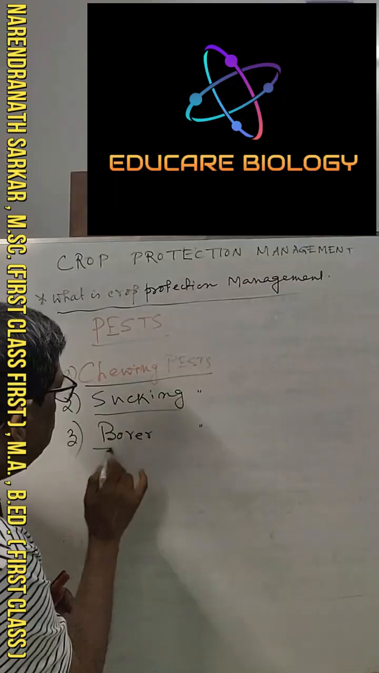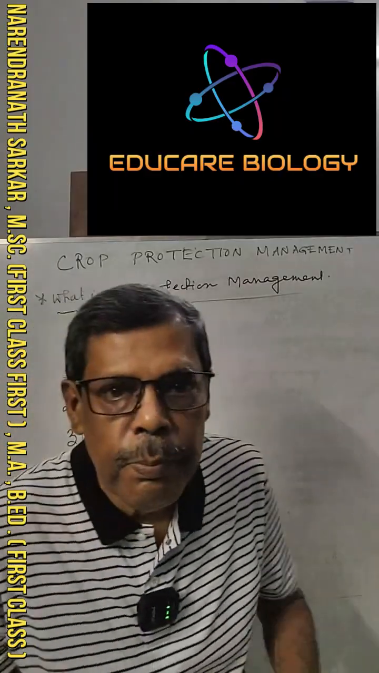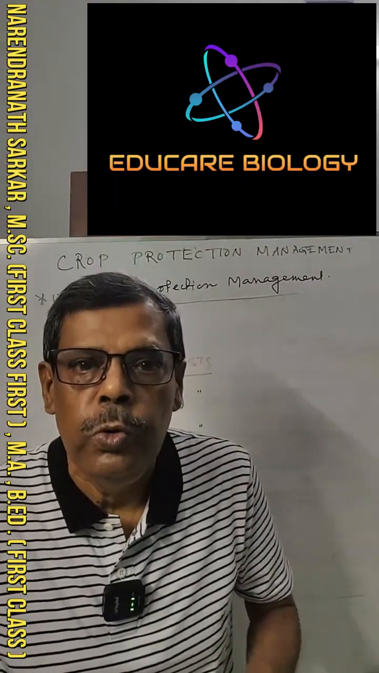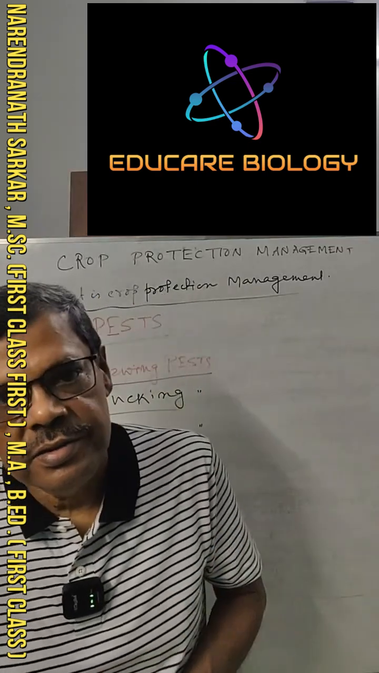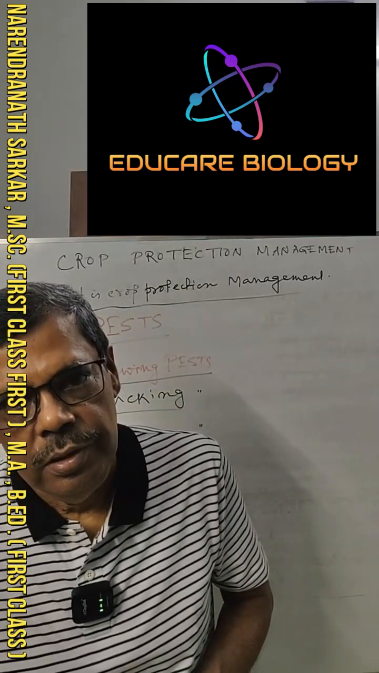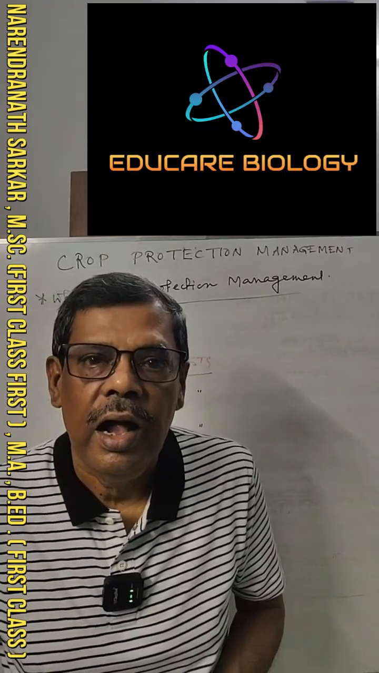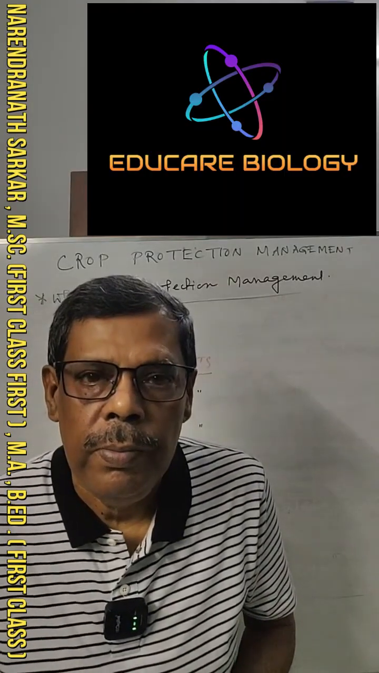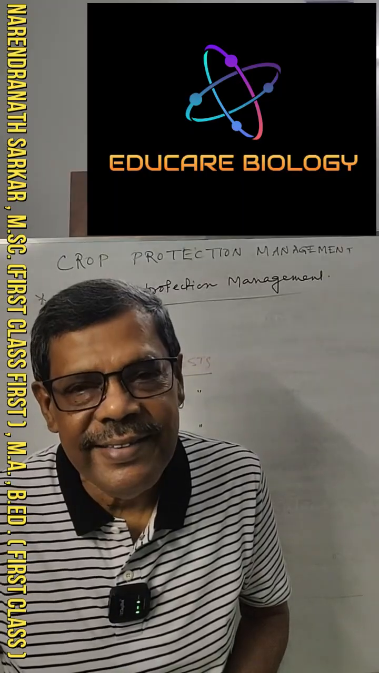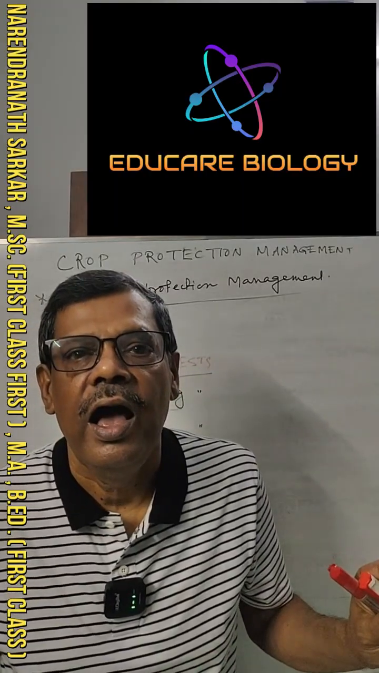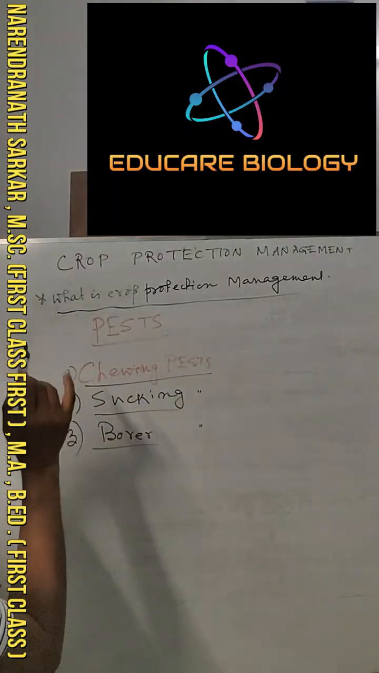Next, borer pests. They bore the stem, root, seed, fruit, and damage the same. They are larvae of various moths, beetles, etc. These are the three types of pests.